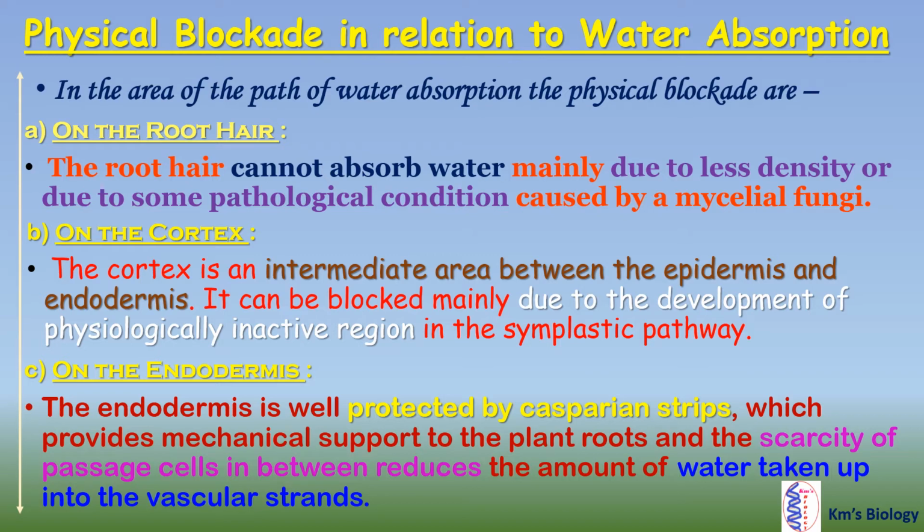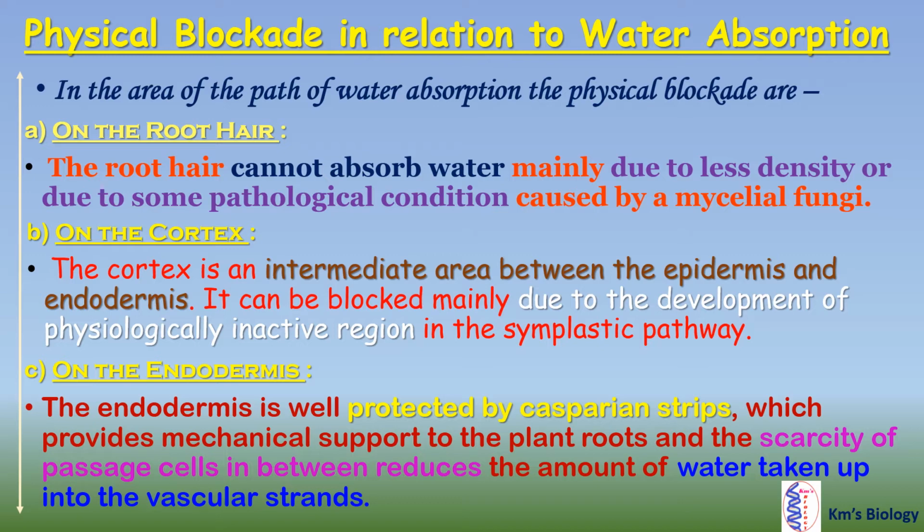There are some physical blockade in relation to water absorption. In the area of the path of water absorption, the physical blockade are: firstly, on the root hair. The root hair cannot absorb water mainly due to less density or due to some pathological condition caused by a mycelial fungi. Secondly, on the cortex.